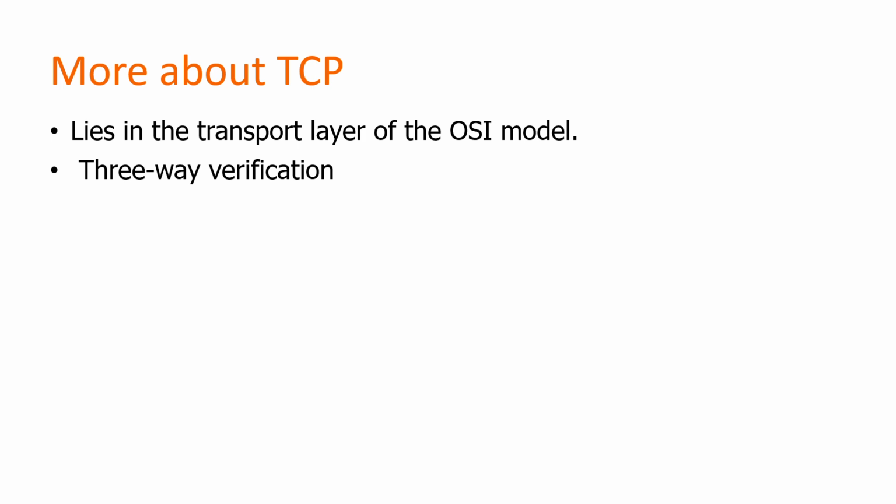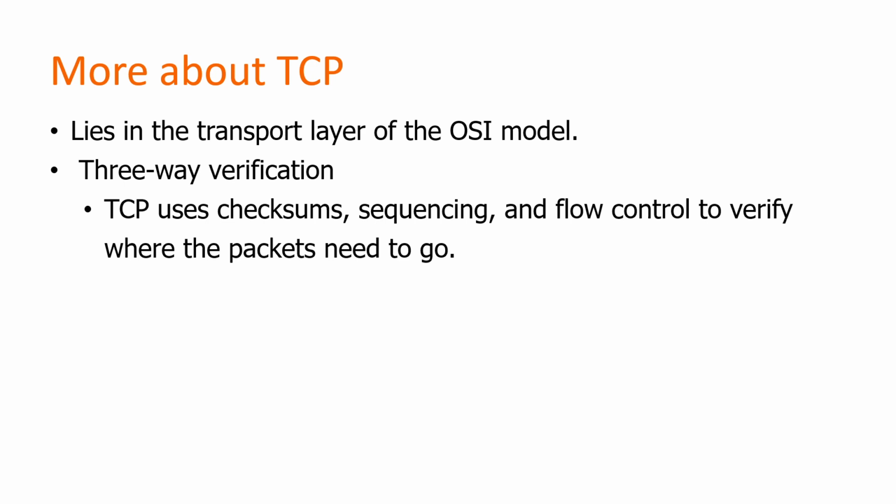But it completes a three-way verification using checksums, sequencing, and flow control to verify the packets of data and where they need to go. It uses these three methods to make sure that what I'm sending is what I'm meant to be sending, and that the data that I'm sending goes from point A to point B in a very safe, encrypted manner.